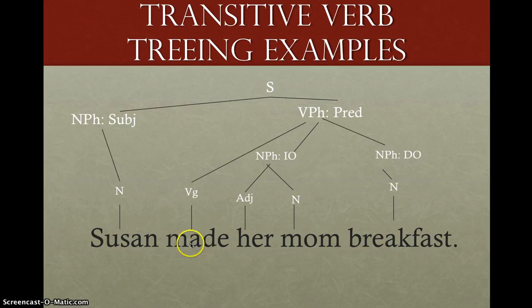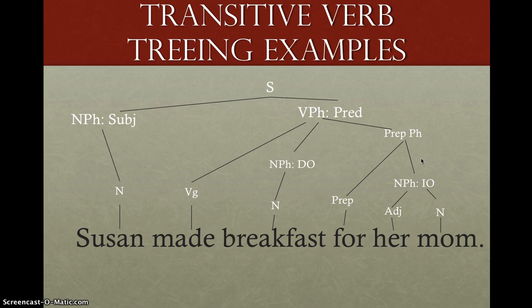I already told you that this is a verb to give, but now we have two parts. We have the indirect object, who she's making breakfast for, her mom, and the direct object, which is a noun. Does that make sense? So we have our subject, then our verb, then our IO, our indirect object, and then our direct object. That's one option.